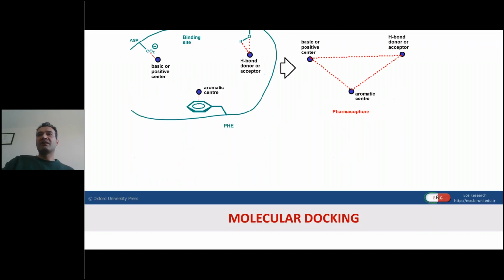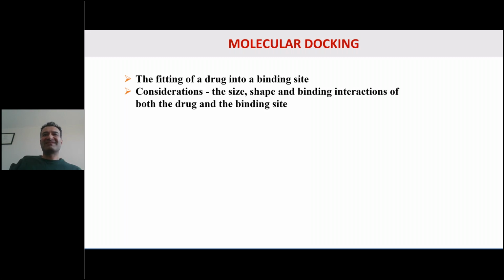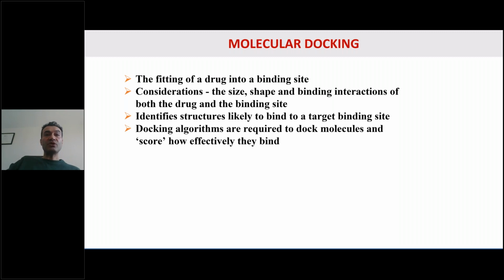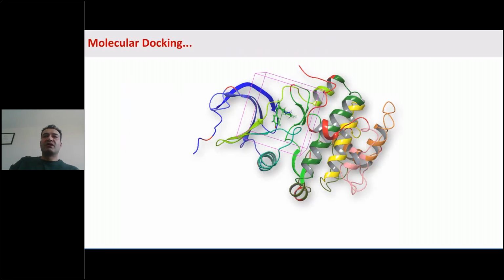Okay. So one of the most commonly used methods is molecular docking. It is simply fitting of a drug, of a compound, into the binding site. It considers the size, shape, and the binding interaction of the ligand and the active site of the target. Those docking software generally give the best poses based on the energy values. So it is called scoring. It depends on how well they fit and how many binding interactions are formed.